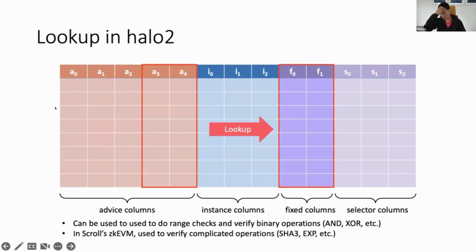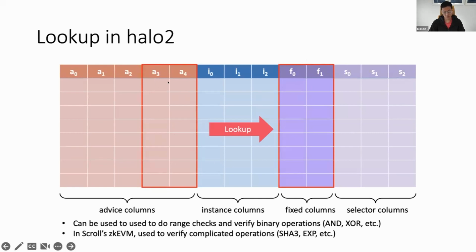Okay, and then the final big tool in Halo 2 is something called a lookup argument. What this does is it allows you to check that, say, this tuple A3, A4 is in one of the values in this set of columns F0 and F1. Let's say something more interesting: F0 has all the values from 0 to 255, and F1 has the binary not of all those values.